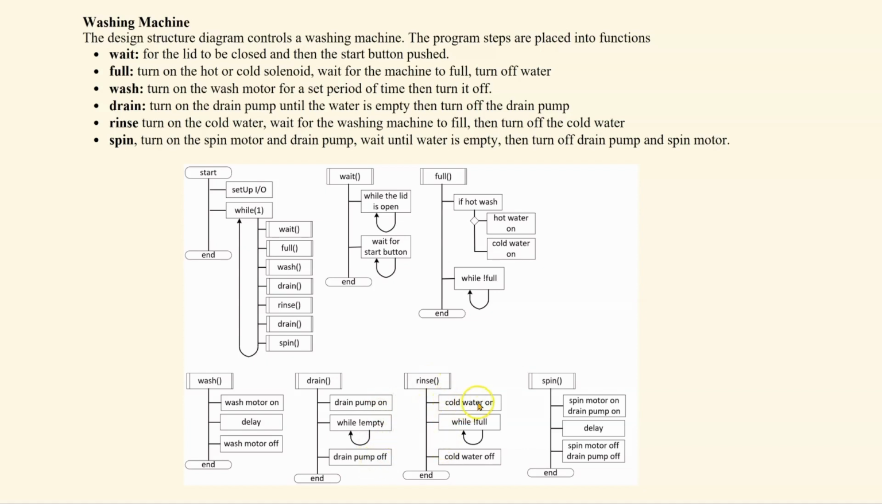Rinse: cold water is turned on, wait for the washing machine to become full, cold water is turned off. And finally spin: we turn the spin motor and drain pump on, we delay, then we turn the spin and drain pump off.